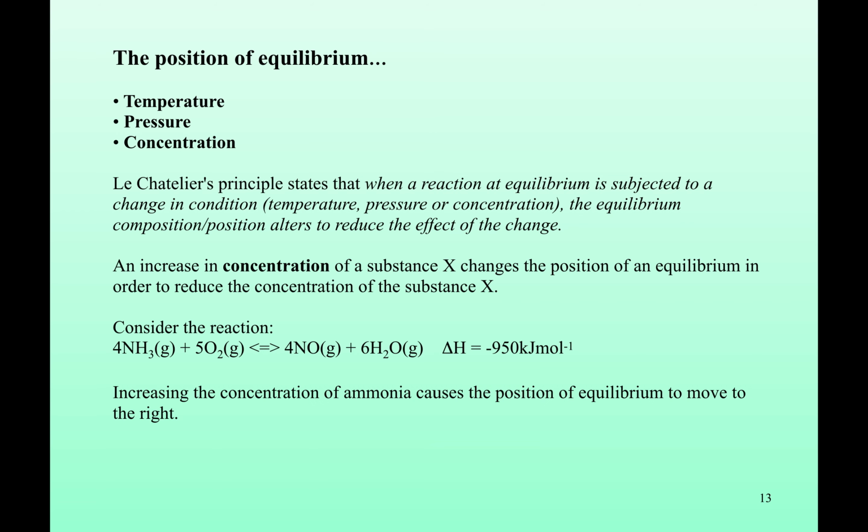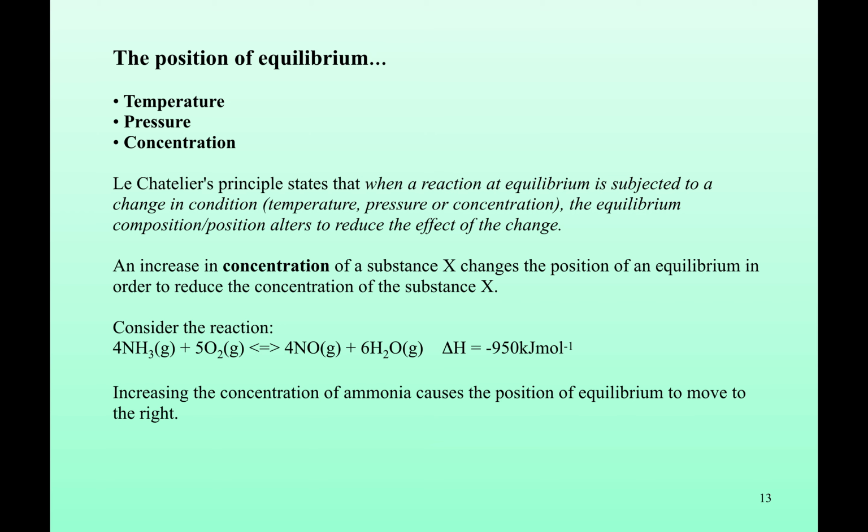Let's have a look at this equilibrium. It's a funny little equilibrium sign there. This is ammonia reacting with oxygen to produce nitrogen monoxide and water. Okay, this happens at quite a high temperature, and the energy or the enthalpy change for this reaction is minus 950 kilojoules per mole. Okay, so the forward reaction is exothermic.